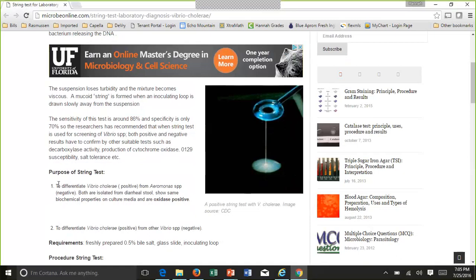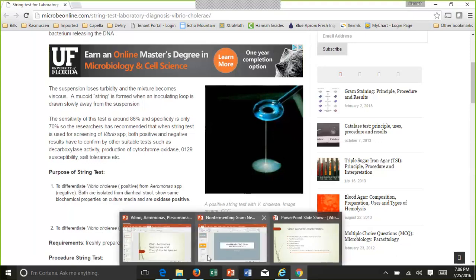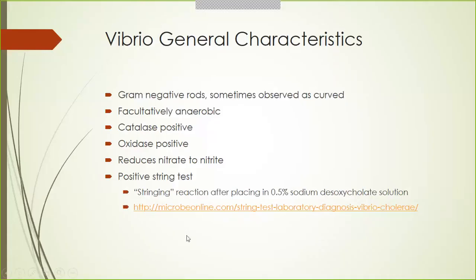And again, it says right here, the purpose of the string test. It's going to differentiate Vibrio, especially Vibrio cholerae, because that's our main pathogen out of the Vibrio group, from Aeromonas and Plesiomonas. Aeromonas and Plesiomonas are 2 that we'll talk about here in a minute. They are also from water sources. All of these come from water sources. They all cause diarrhea, so they kind of are seen similarly. So this is just going to help tell them apart. So again, Vibrio will be positive for the string test, whereas Aeromonas is going to be negative. So hopefully that helps put it into perspective.